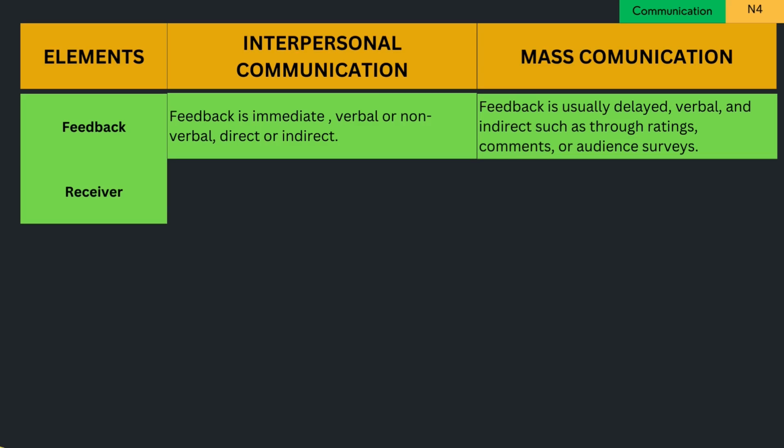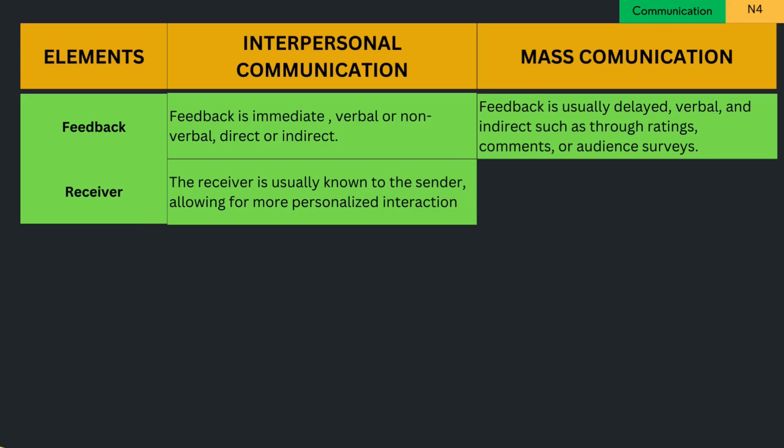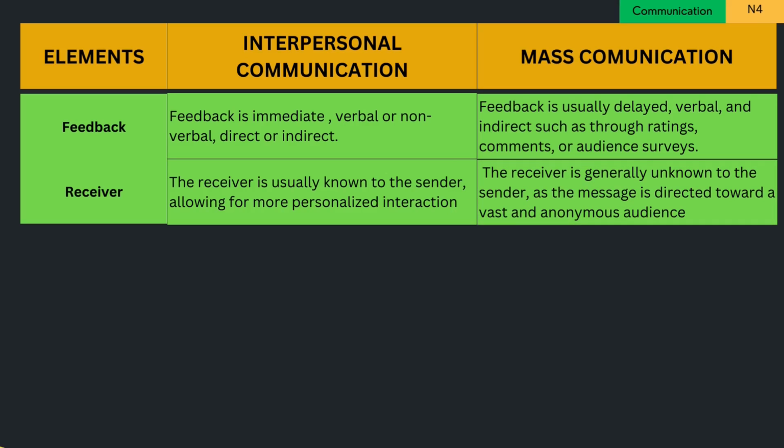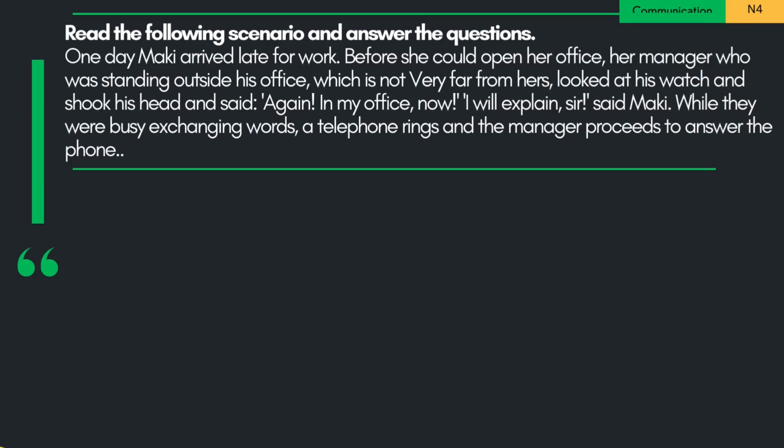5. The receiver. In interpersonal communication, the receiver is usually known to the sender, allowing for more personalized interaction, while in mass communication the receiver is generally unknown to the sender, as the message is directed toward a vast and anonymous audience. Read the following scenario and answer the questions.